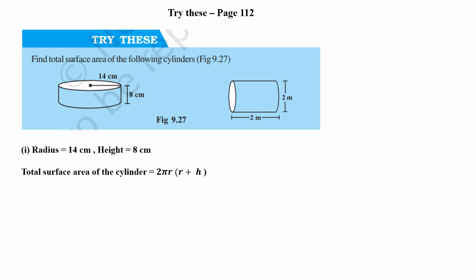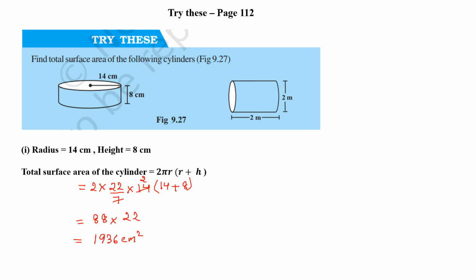Now we will substitute all the values. It will be 2 into pi value I am substituting as 22 by 7 into radius is 14 and then 14 plus 8. Now reduce it, 7 times 2. So from here you will get 88 into 14 plus 8 is 22, and if you multiply it, you will get 1936 centimeter square.